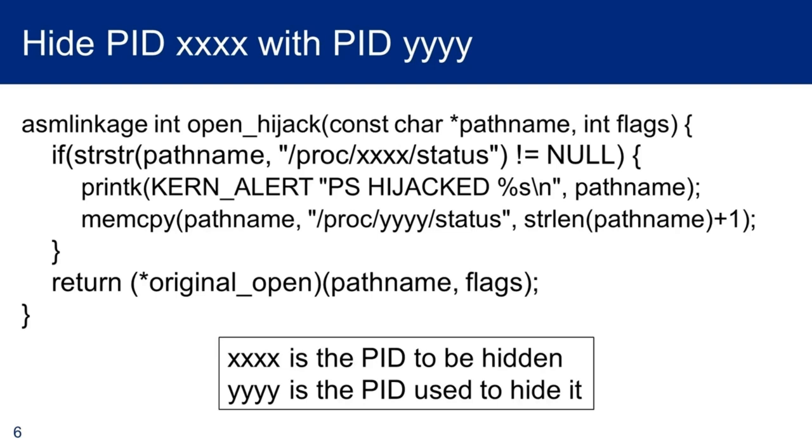It still prints to the kernel log so we can verify the hook, but it also finds the path to the process to be hidden. In the path name being passed to the open, the process to be hidden has its path name replaced with the path of the process we want to use to hide it. So the path name string passed to open will no longer have the PID for SU. It has been replaced with the path name and PID for bash, thus returning the wrong information.